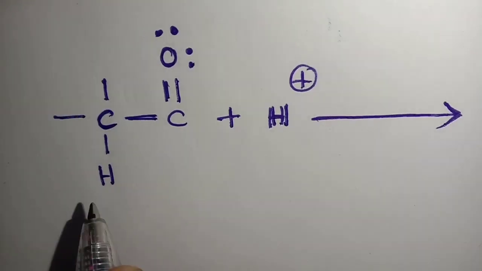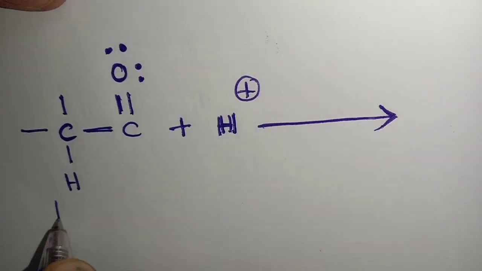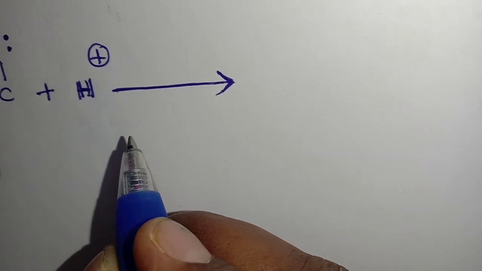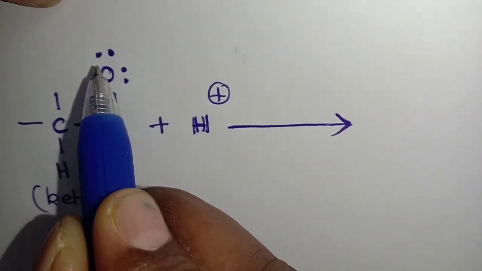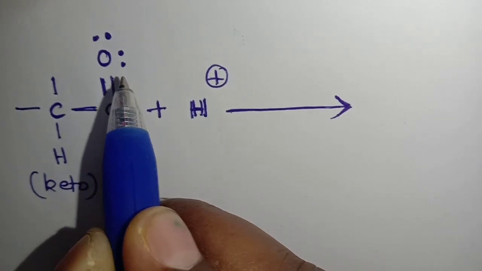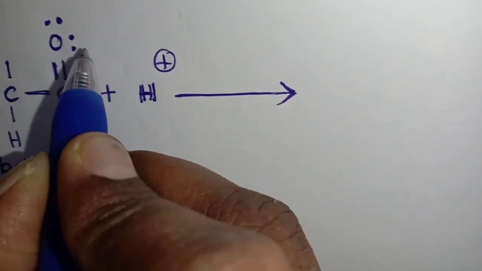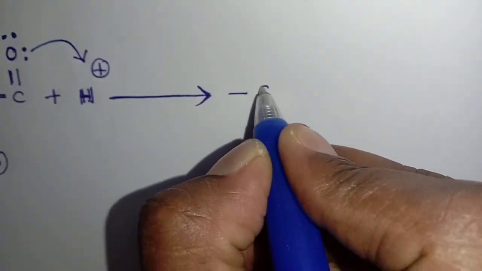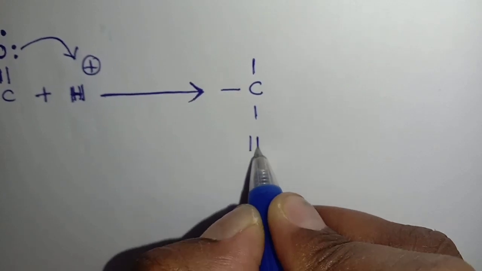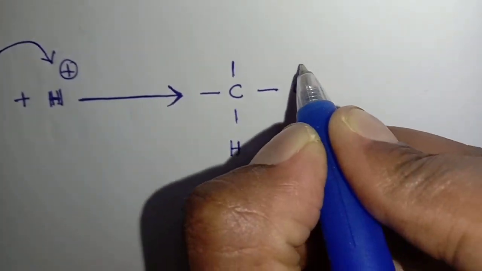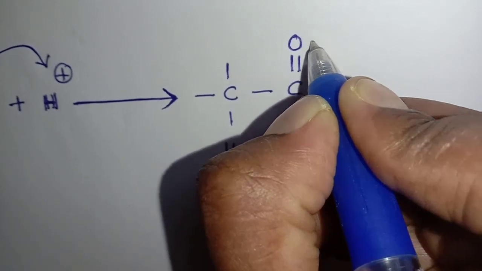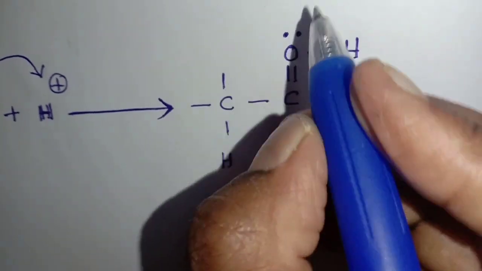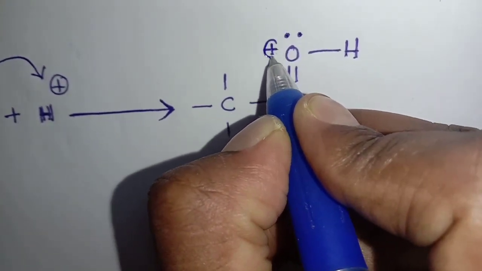Now look here. This is the keto form, in the presence of an acid. You all know oxygen has two lone pairs of electrons. So using one of the lone pairs, it takes up H plus. C, H, C double bond O. Now H plus comes to oxygen, so there is only one lone pair and hence it acquires a positive charge.